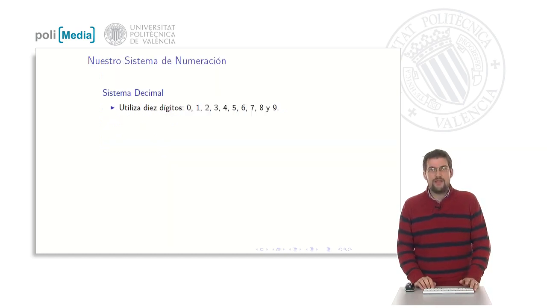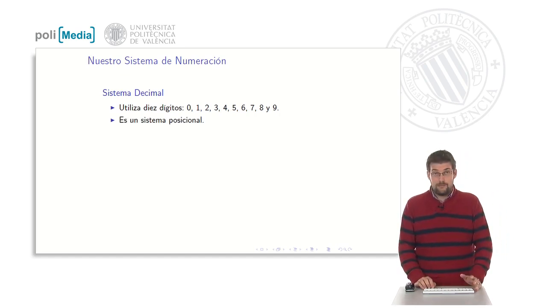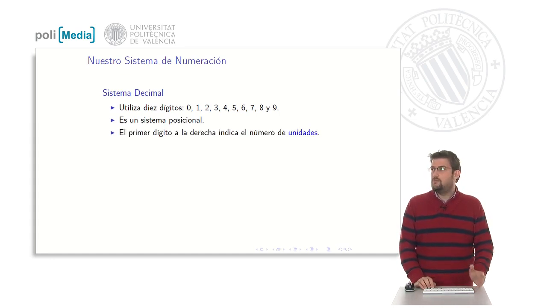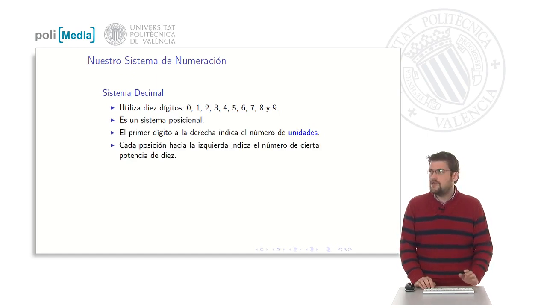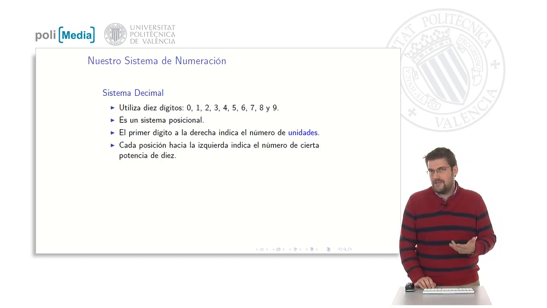Our fundamental numbering system is the decimal system. While other numbering systems exist, the decimal system is predominantly used in practice. It's termed decimal because it relies on 10 digits: 0, 1, 2, 3, 4, 5, 6, 7, 8, and 9, each with its natural value. This system is a positional system. What does it mean to be a positional system? Well, the digit on the right in any number represents the units, while each position to the left signifies a multiple of a power of 10.